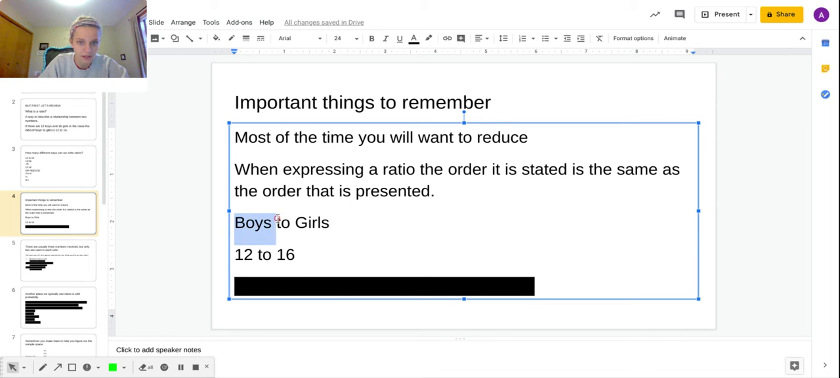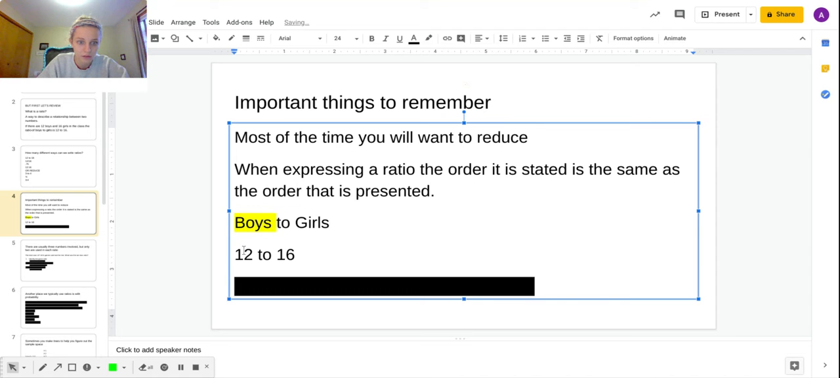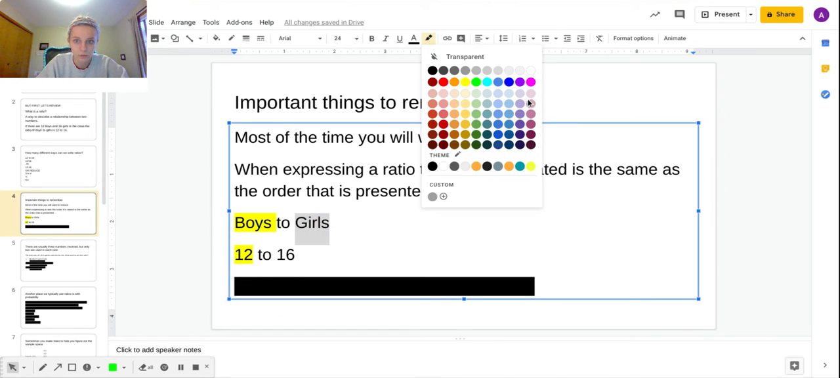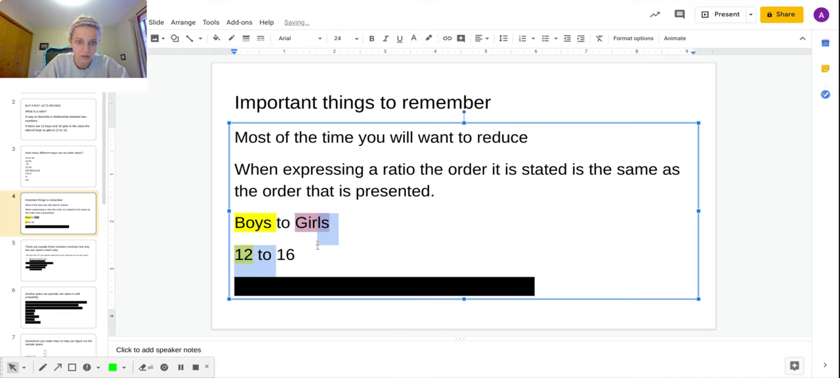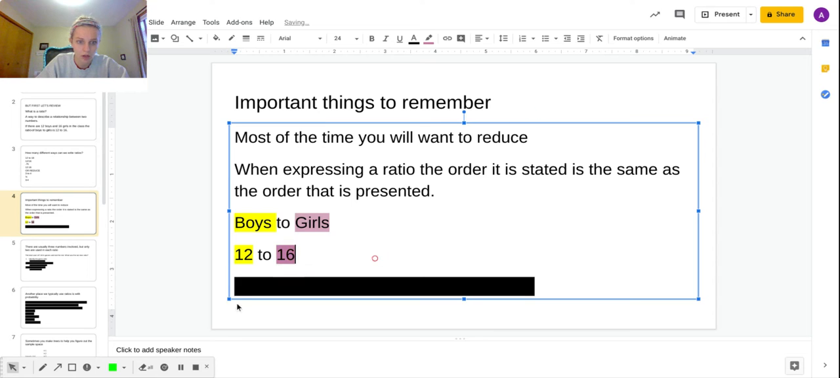Here, let's get some color in there. So this one goes with this one, and this one goes with this one. Okay.